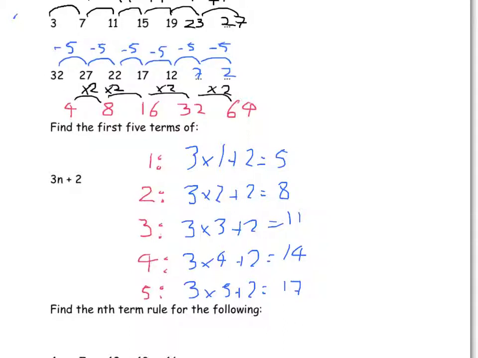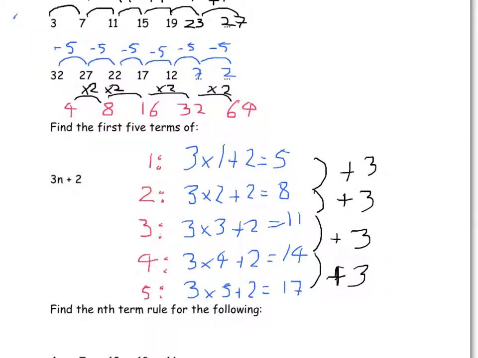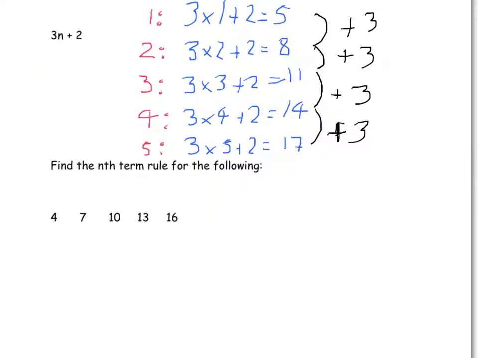Now what do you notice that our sequence is going up in? If you look carefully at these numbers on this side, you should hopefully spot that it's going up in 3s. Now what times table are we using in this question, in our rule here? We're using the 3 times table, and that's what we were going up in. Now that should help us with finding the rule for a sequence.